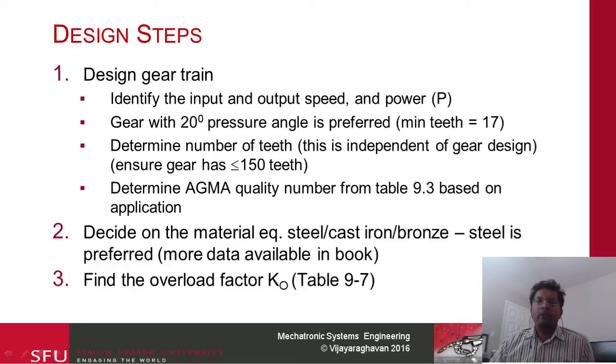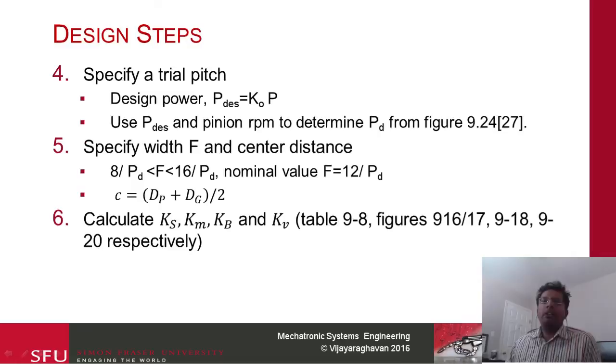So once we have the material fixed, we're going to figure out what the overload factor is. So this is useful in this book, at least in the initial step, where we can identify the overload factor and then use that to get a trial pitch. So the overload factor is in table 9.7 in the 5th edition of the book. So once you have that, we're going to specify a trial pitch.